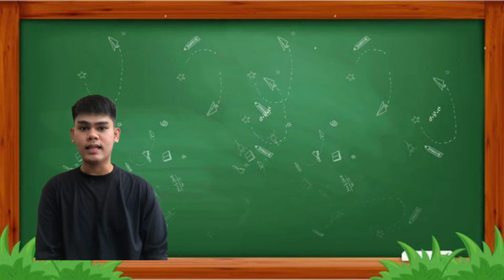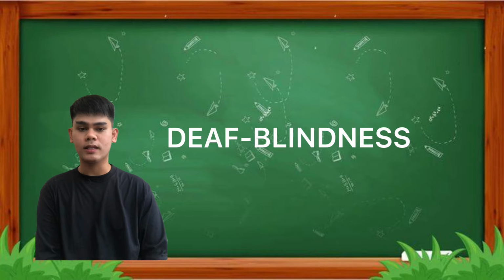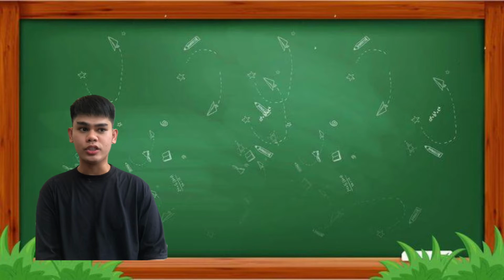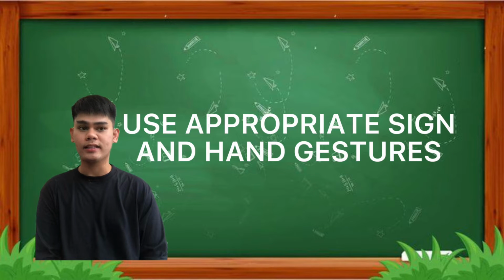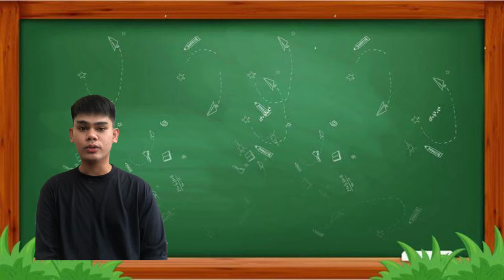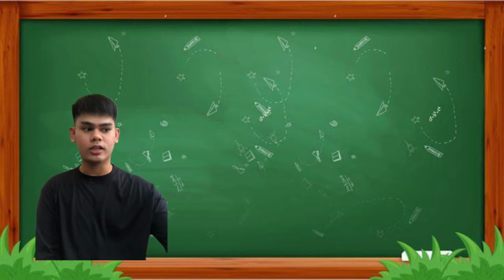The next one is the condition of deaf-blindness. Deaf-blindness is a rare condition in which an individual has combined hearing and vision loss, thus limiting access to both auditory and visual information. And the strategy to be used is to use appropriate sign and hand gestures. Strategies include tactile modeling, mutual tactile attention, and the use of a hand-under-hand approach to interactions. Most children with deaf-blindness have residual hearing and vision.